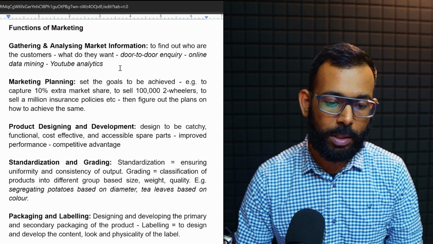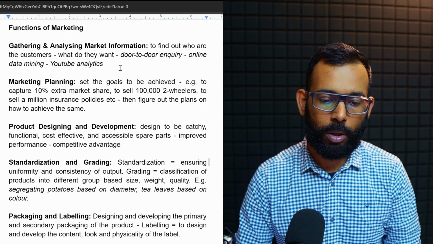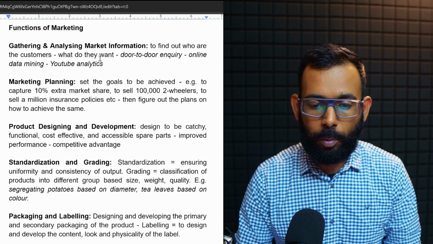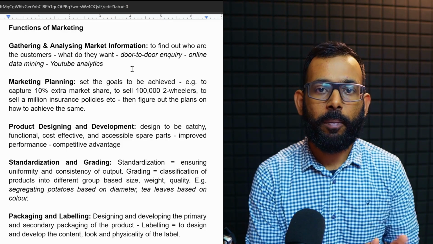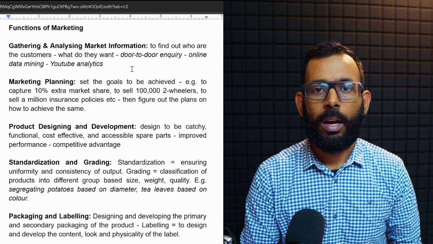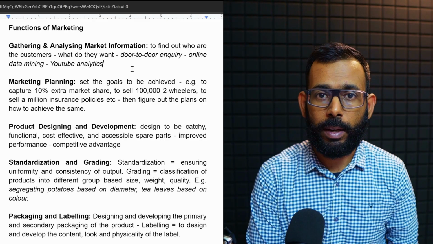So the first thing is gathering and analyzing market information. That's the first function of marketing: to find out who the customers are and what they want. If I'm involved in serving other people's needs, which is basically what marketing is, I should actually know what the people really need or what the people really want.